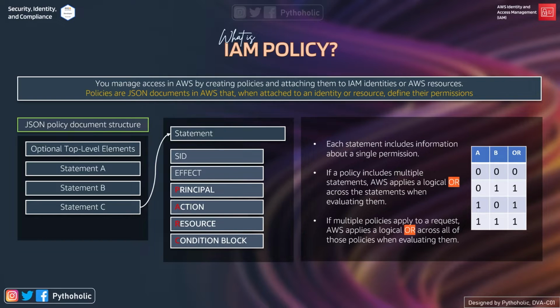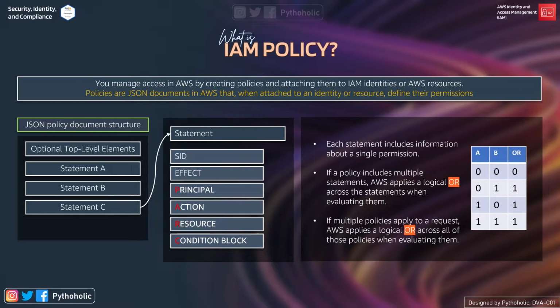Second is, if a policy includes multiple statements, AWS applies a logical OR across the statements when evaluating them. We already know this, but we all know what a logical OR is as well. I have given the example here. You can check that 0, 0 is 0, 0, 1 is 1, 1, 0 is 1, and 1, 1 is 1. This is a logical OR operation. Imagine the zeros to be allows and the 1 to be deny. So in the first statement that we have A and B, let A and B be the resources. Allow and allow will be allow, allow and deny will be deny, deny and allow will be deny, and deny and deny will obviously be deny. So that is why it applies a logical OR on the statements if there are multiple statements.